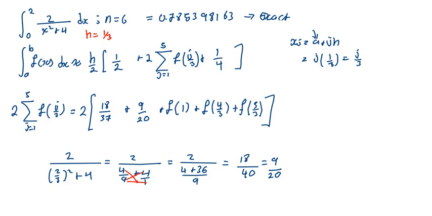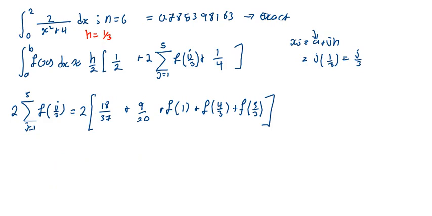Okay, so let's look at f of 1. It simply means where there's x, you're supposed to substitute 1. So that would be 2 divided by 1 squared, which is 1, plus 4, that's going to be 2 over 5. So that's basically 2 over 5. That was the simplest part. So we have 2 over 5.